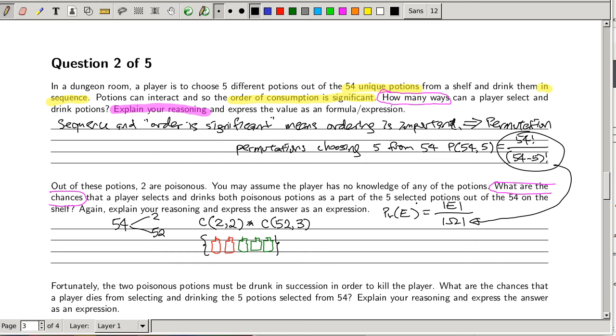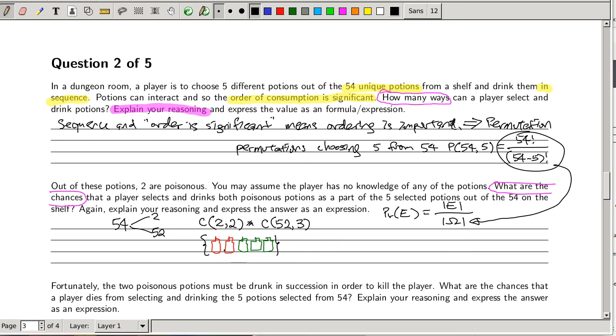Okay, because I came up with the question, I remember that there was one part of the question that talks about how you have to drink both poisonous potions one right after the other in order to die from poisoning. That turns out to be part 3. Thank you for the reminder.